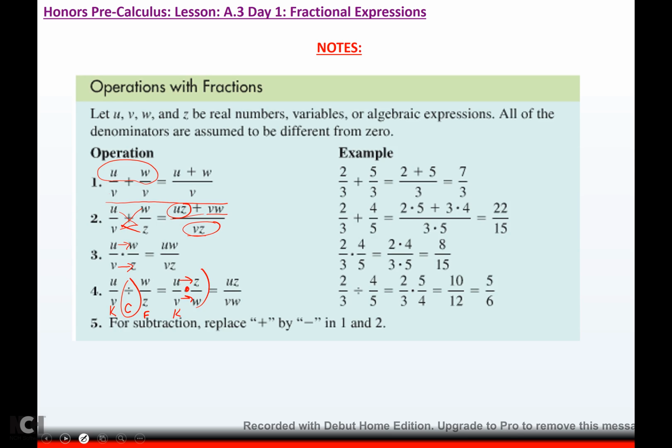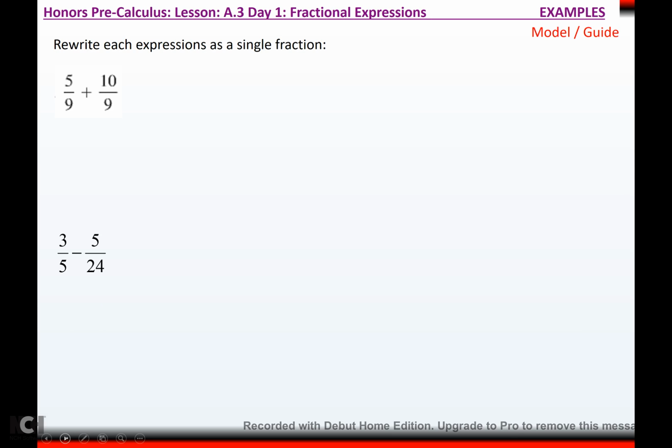Okay? So, 5 ninths plus 10 ninths. Well, when the denominators match, you keep the denominator, and you do the math on top, which would be 15 over 9. Don't forget to reduce if you can. Each of these can be reduced by 3, which would give me 5/3.